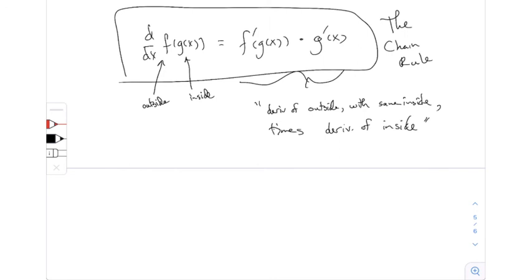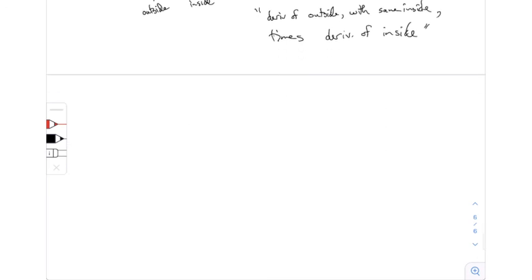Sometimes you will confuse yourself if you try to write out the formula like that with the f's and the g's. I would suggest you try to remember just sort of in words the idea of the chain rule. The derivative of the outside keeping the same thing on the inside, and then separately times the derivative of the inside. We got 5 minutes. I think we can do a few examples. It's not so hard.